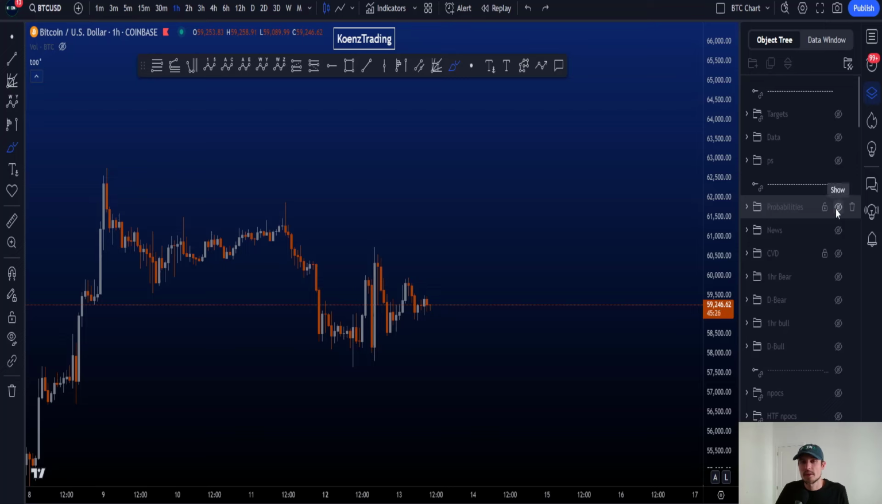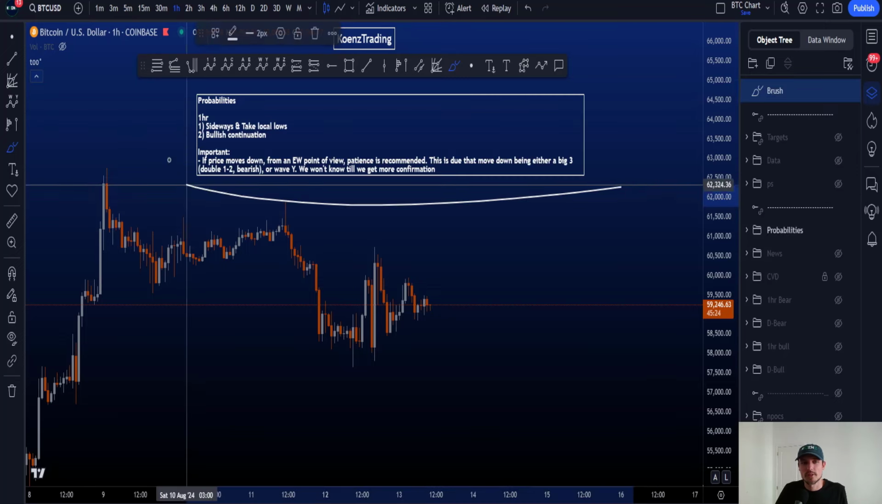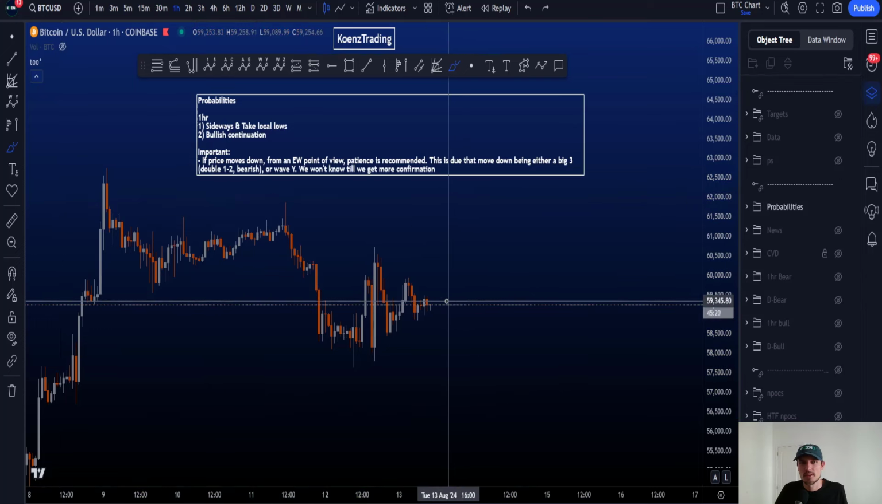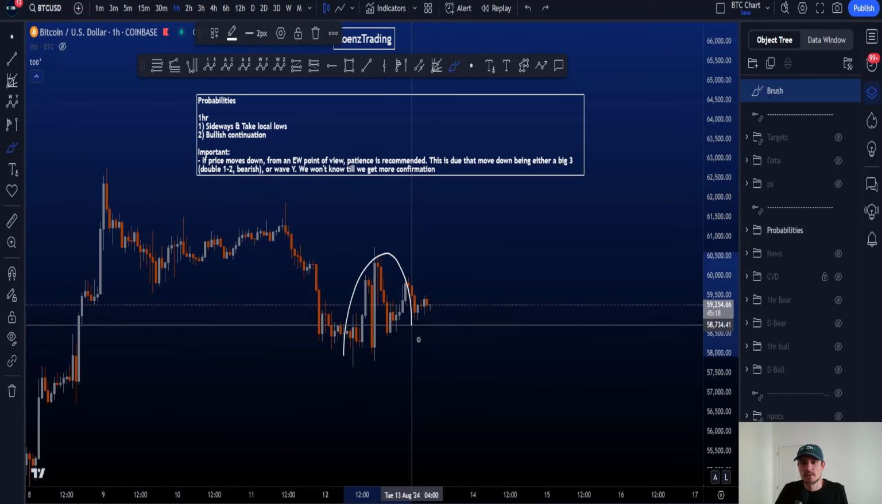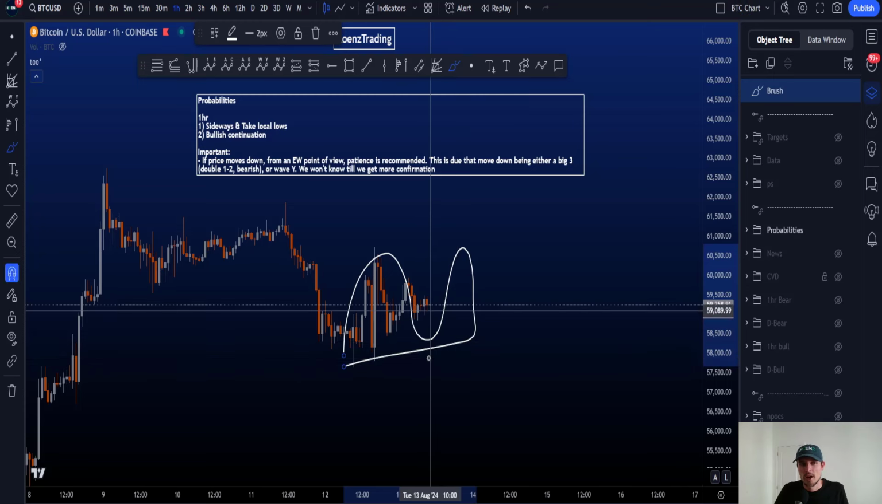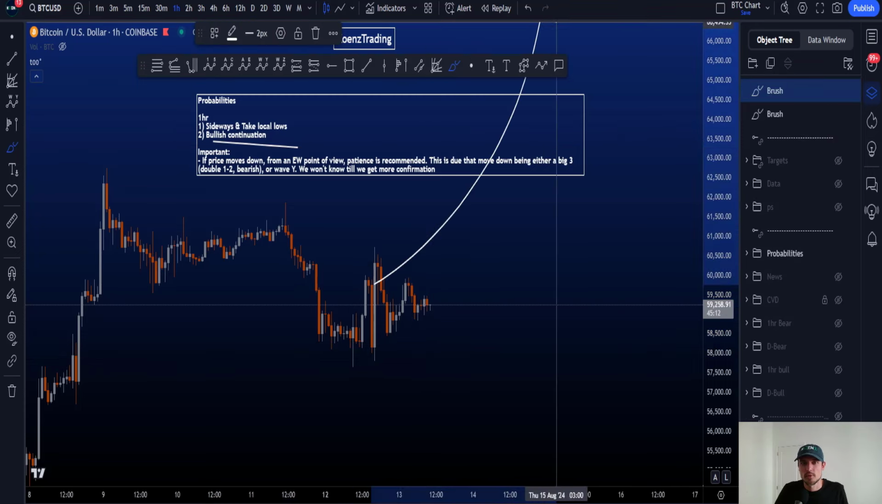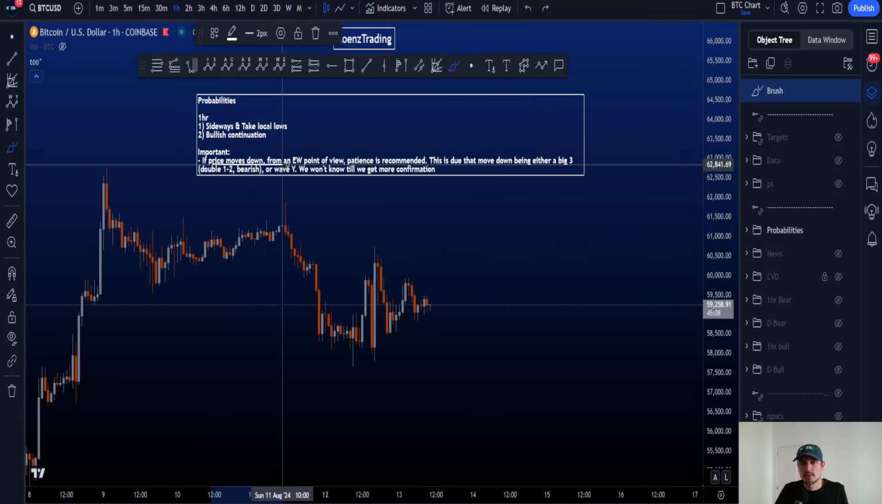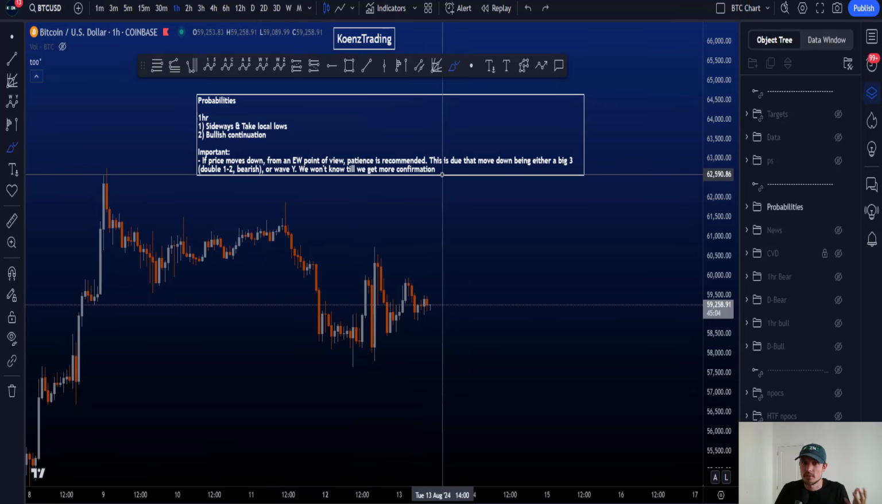If we then finally look at the probabilities of the different scenarios, then on the 1 hour time frame, the probabilities are at the moment highest to continue this range sideways and eventually take out the lows. On the number 2 spot, we then have bullish continuation. Important, if price moves down from an Elliott wave point of view, patience is recommended. Waiting for a range and signs of strength is recommended.